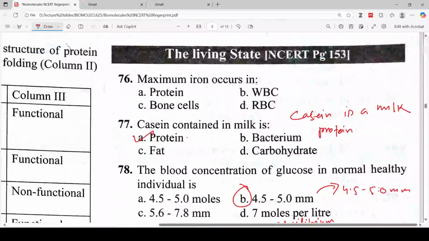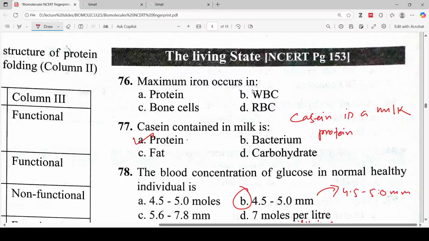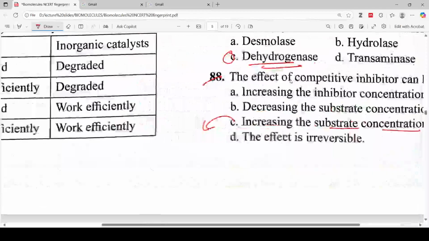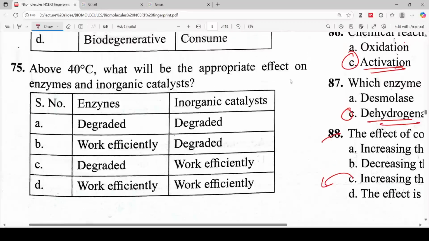Next question: the maximum iron occurs in protein, bones, bone cell, WBC, or RBC. The correct answer for this question is option D, red blood cell. Let's move to the next question.